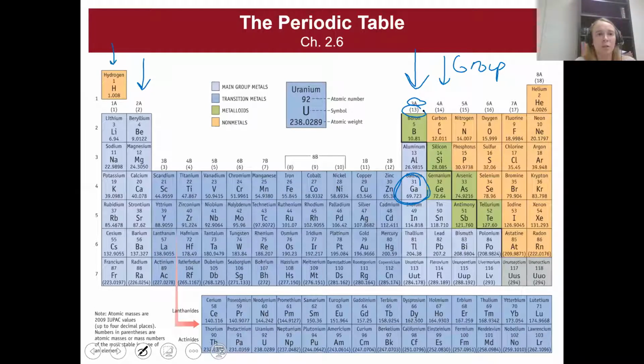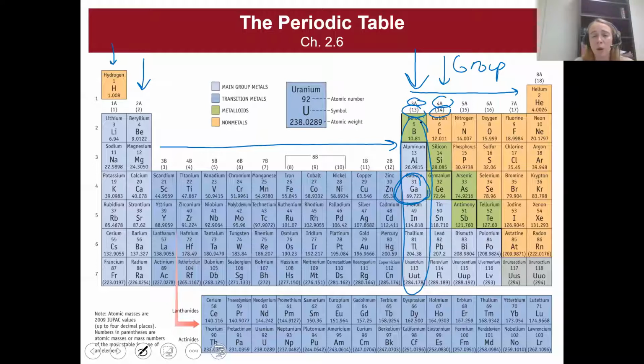So 1, 2, and then we number the ones down here in this block, and then we come back up to 13. So 13 goes with 3A, 14 goes with 4A, so it's not too hard for people to figure out if they are used to the original numbering system like I am. But you guys just need to worry about the 1 through 18, those group numbers. So all of the elements in a group have similar properties.